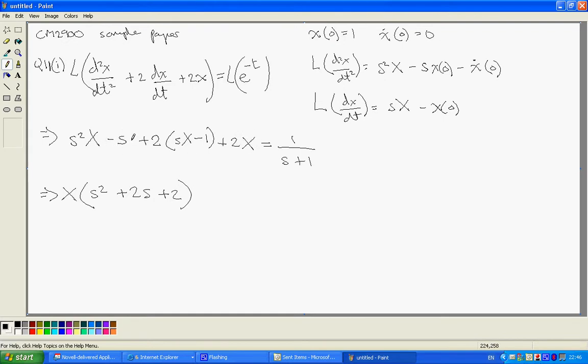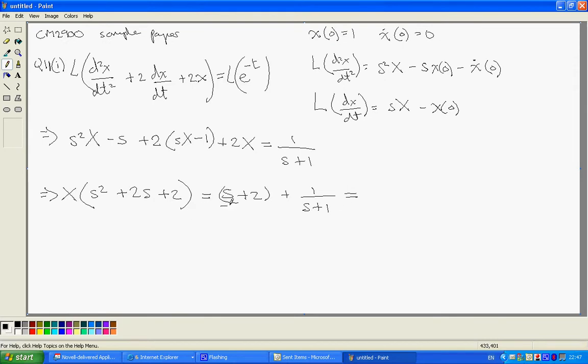But we also have a minus s, which we can take across the equal sign. And from here we have 2 times minus 1, which is minus 2, crosses the equal sign to become plus 2. And combine the two terms on the right hand side.